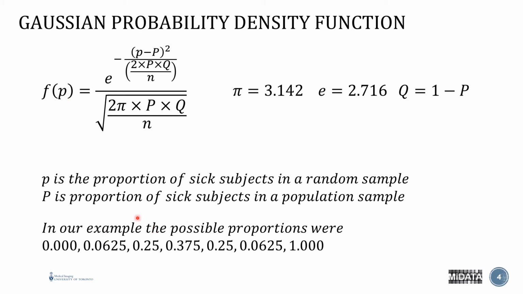Now, in our example, for instance, all the possible proportions that we were working with, you'll recognize them. 0 heads was 0.0625, 1 head was 0.25, 2 heads was 0.375, 3 heads was 0.25, and all heads was 0.0625. Then you're going to say, well, what the heck is the 0 and the 1?